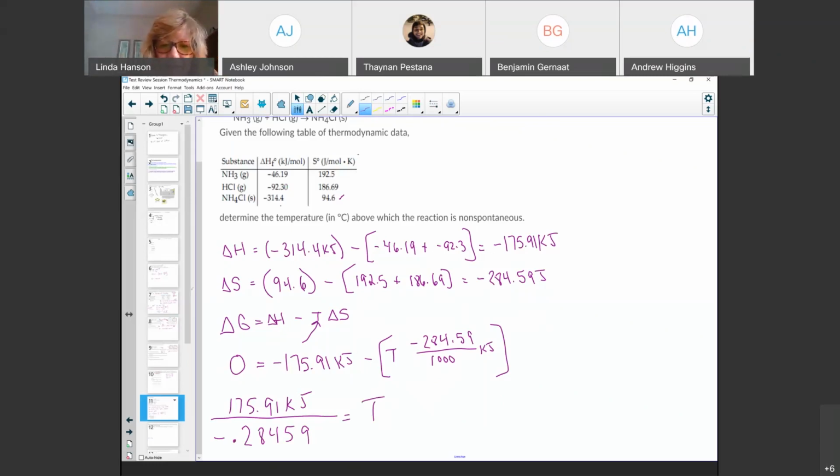This negative and this negative turn this into a positive. Anyone else catch that for me? Do you agree? Minus a minus is truly a plus. I knew that I'd screwed up somewhere because temperature's never negative like that. On the Kelvin scale, there are no negatives. So that's kind of how I caught myself: 0.28459.